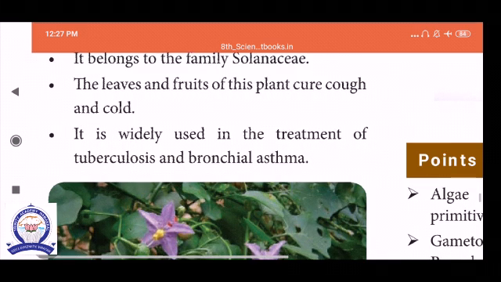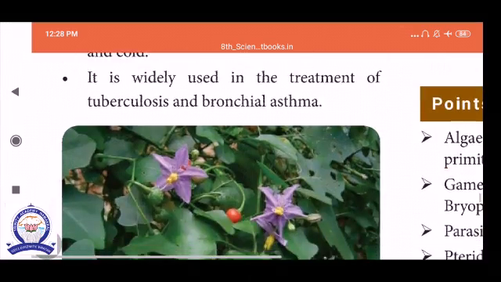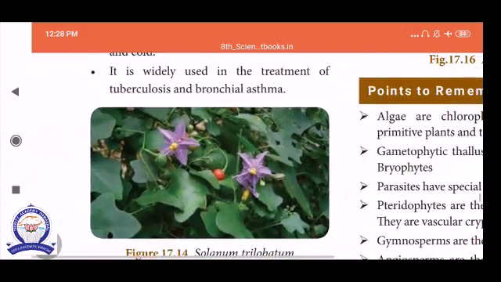Third, it is widely used in the treatment of tuberculosis and bronchial asthma. Tuberculosis is TB. Bronchial asthma means just a chest cold, called marbu chali in Tamil. Both are very useful. These are the uses of Thuduvelai. See the picture of the plant Thuduvelai.